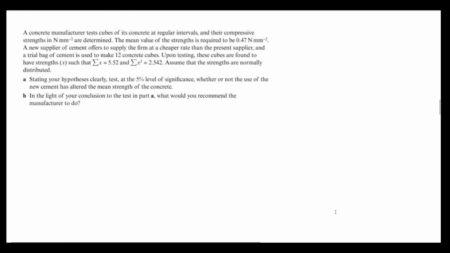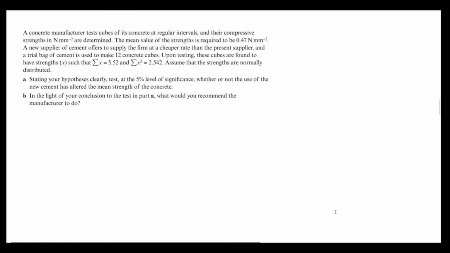Okay, after testing, they realized that for the sample, the strengths have these summary statistics, the sum of x squared. Assume that the strengths are normally distributed. And from there, we're asked to do a hypothesis test, whether or not the new cement has altered the mean strength of the concrete. Okay, so cement is one of the ingredients in making concrete. I think it's cement, sand, and water.